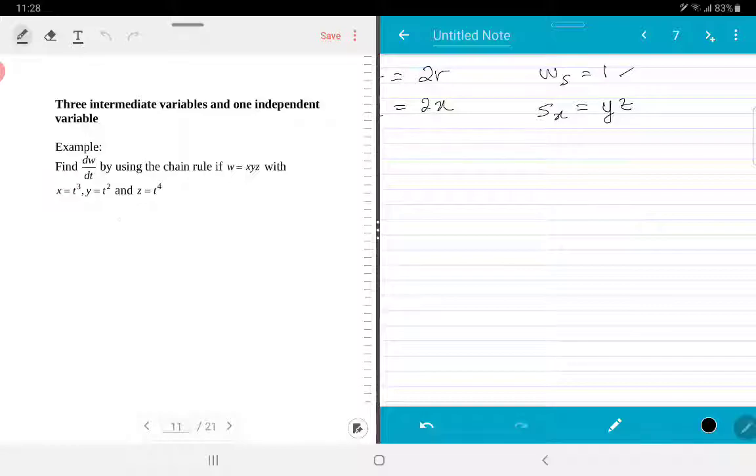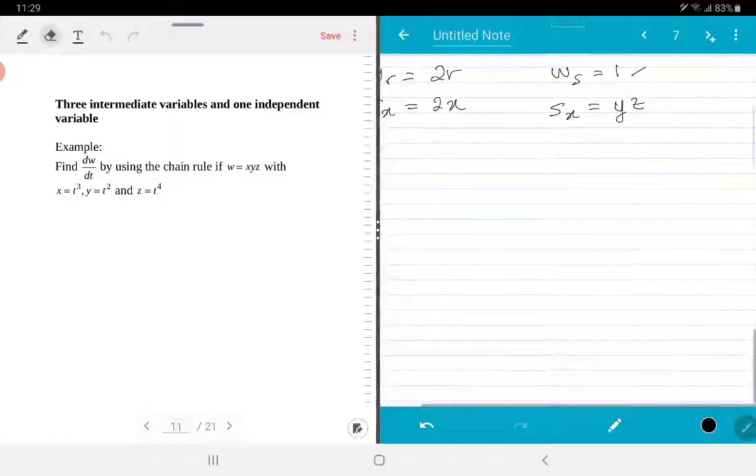Okay, in the slide here you can see that we have W is equal to XYZ with X equals T cubed, Y equals T squared and Z equals T to the power 4. And we are asked to find, here you can see that we have ordinary derivative instead of partial derivative. We are asked to find dw dt. So that is ordinary derivative, not partial derivative. Okay, all right, let's solve this. Okay, so this is the last example, which is a bit different from what we've done so far.